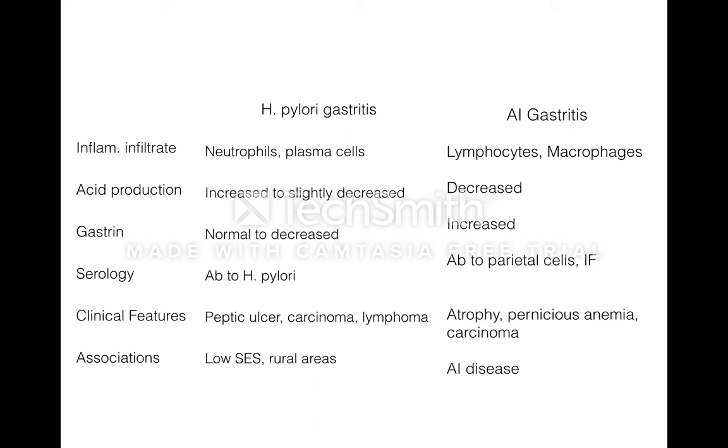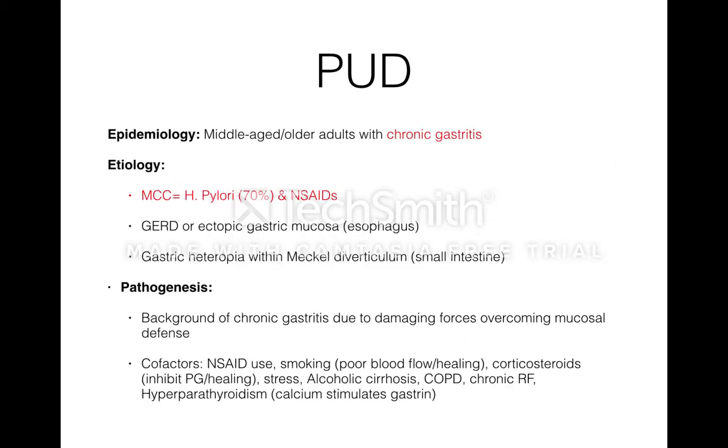Clinical features of H. pylori are peptic ulcers, carcinoma, and lymphoma. In autoimmune gastritis, you're going to see atrophy, megaloblastic anemia, and carcinoma. H. pylori is associated with low socioeconomic status and rural areas. Autoimmune gastritis, however, is associated with other autoimmune diseases.